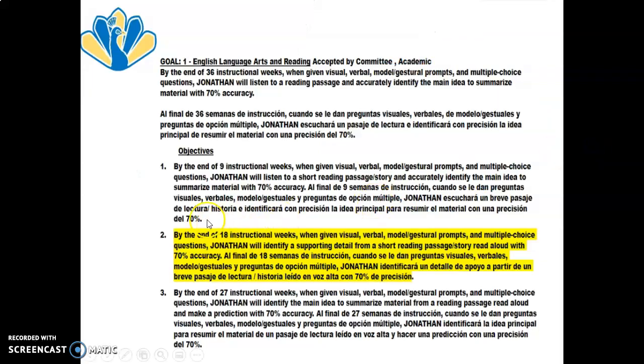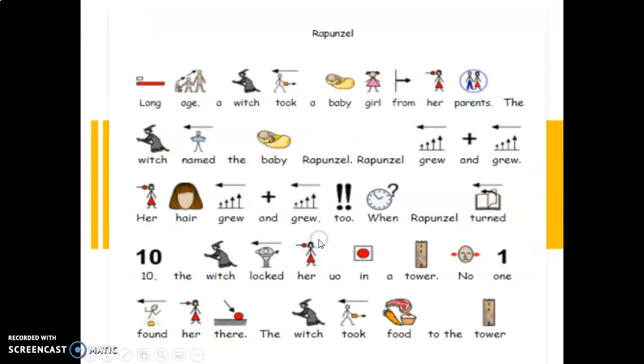So today we'll be working on goal number 1, English language arts and reading, and objective number 2. So I'm going to read this story and you're going to answer a few questions at the end. Okay? You have this story in the packet, so look for it.